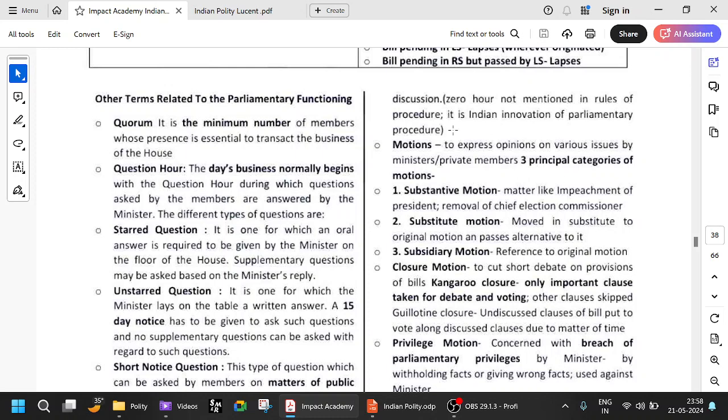So these are some very important terms. Quorum: the members whose presence is essential to transact the business of the house. Okay, the minimum number of members that should be there, basically like attendance.